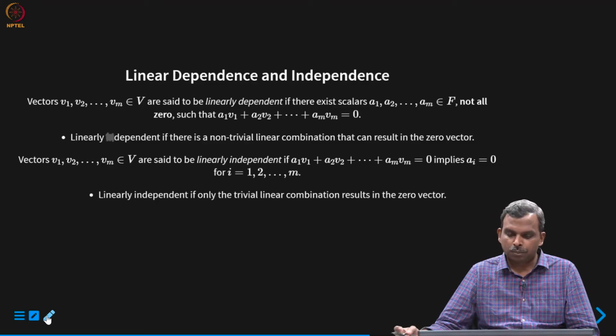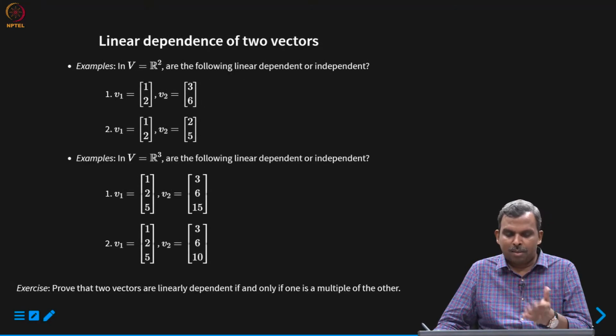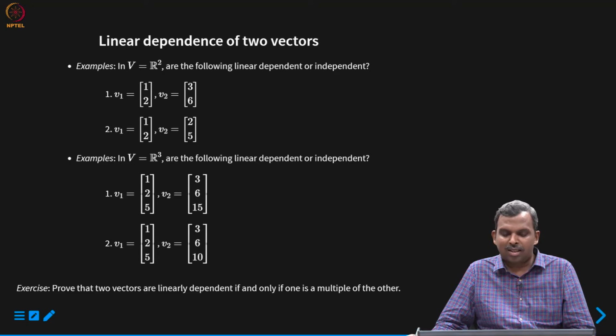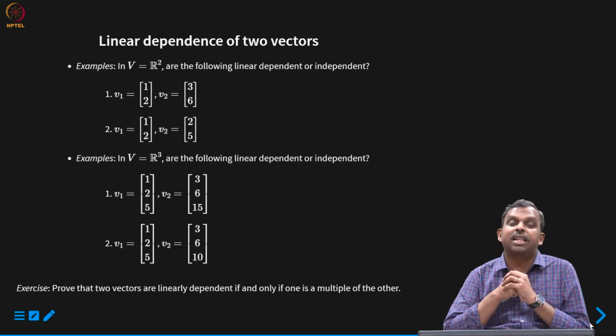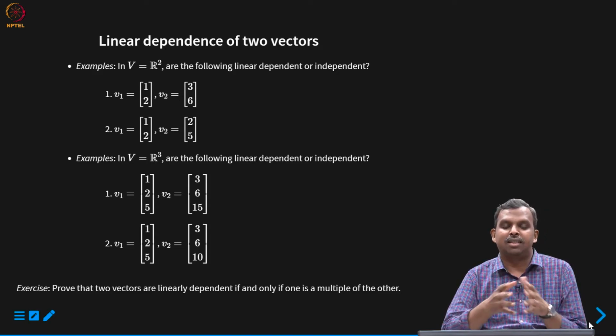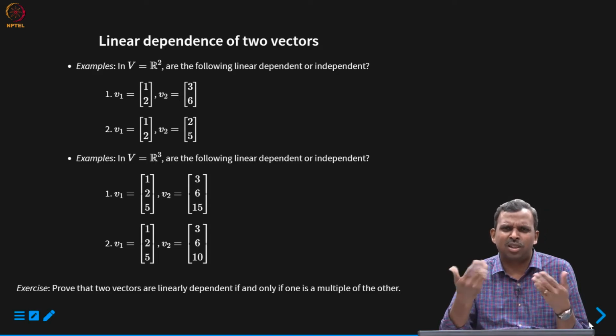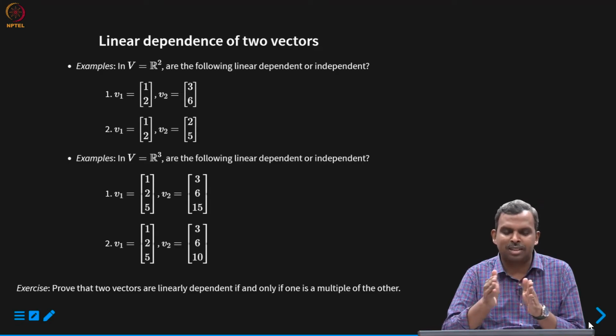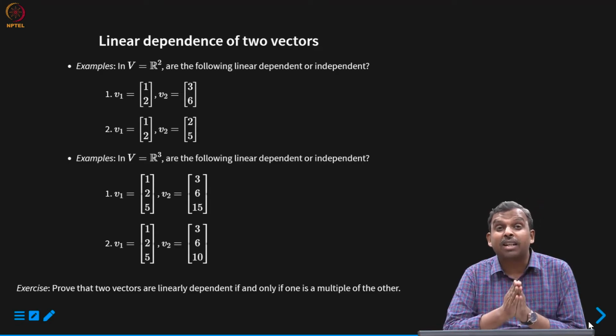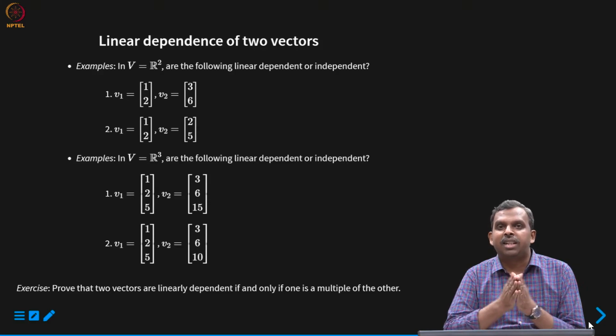Here are some examples. The examples are in R2 and R3, and you can see, given two vectors, how do you find whether they are linearly dependent or not? That's the next question. Naturally, we start with very simple examples. Before that, what about one vector? If somebody gives you one vector, how do you find out if it is linearly dependent or not?